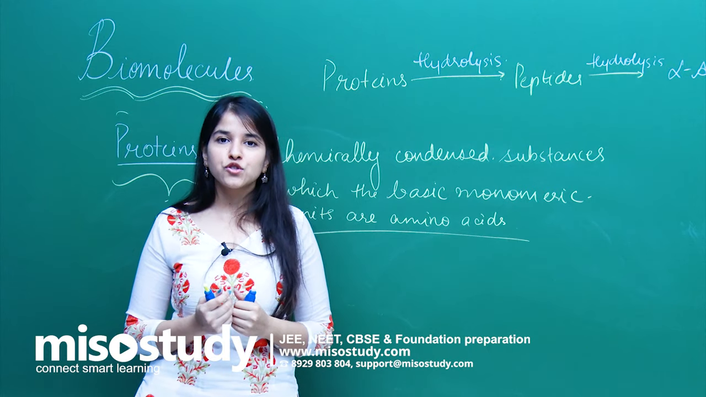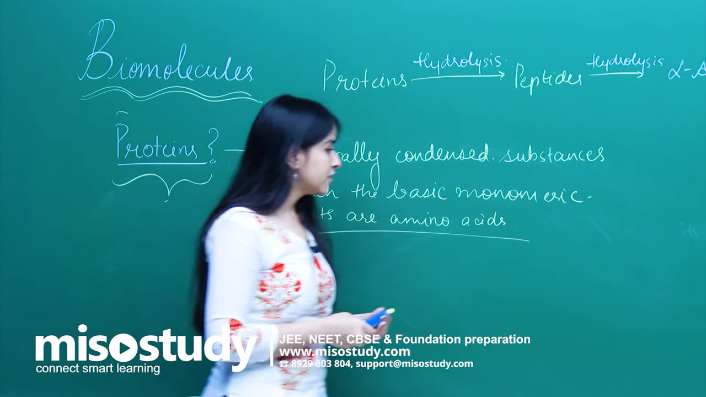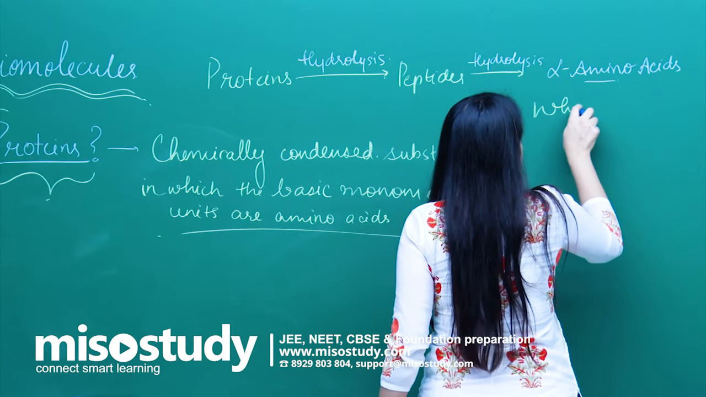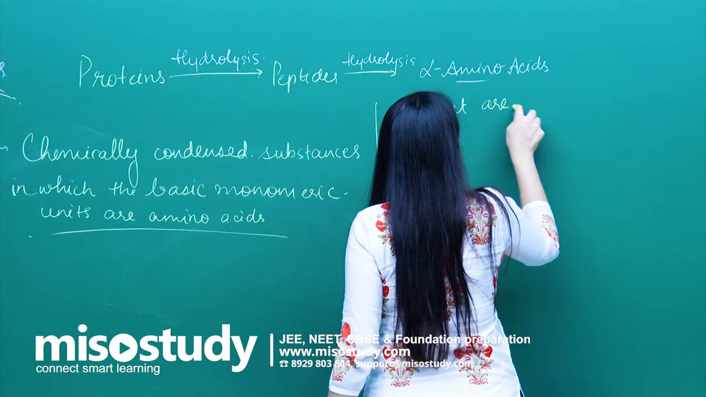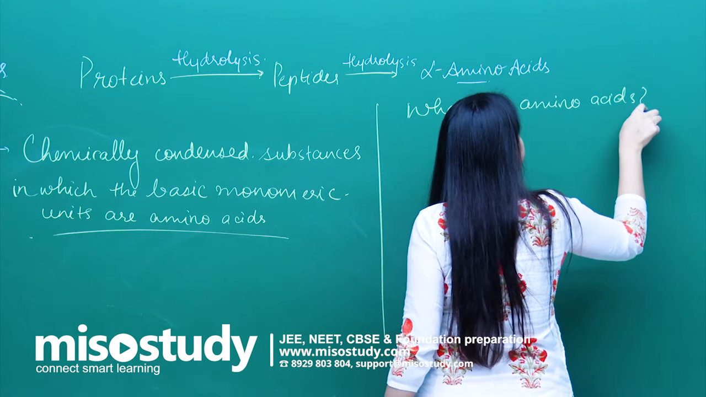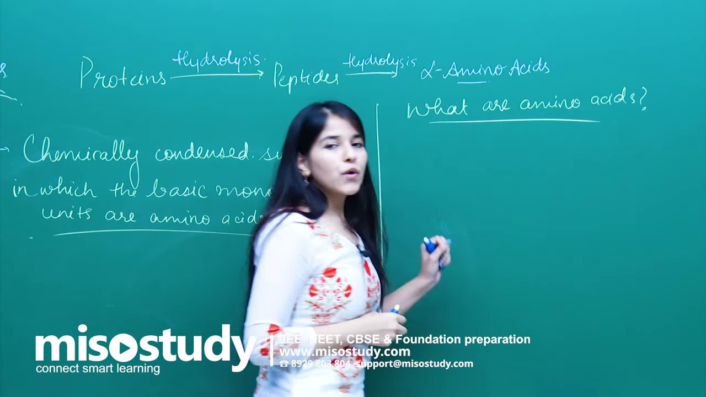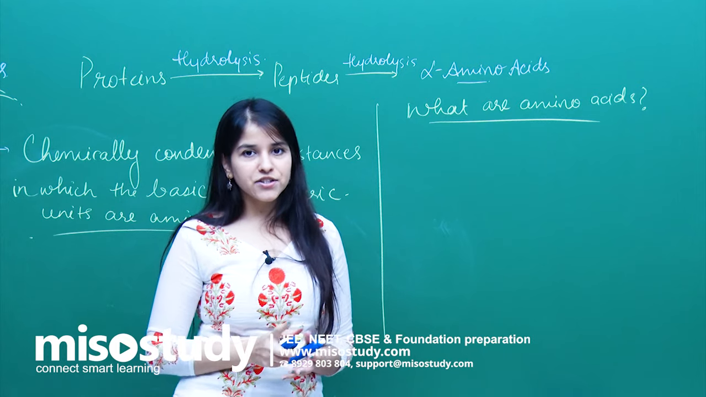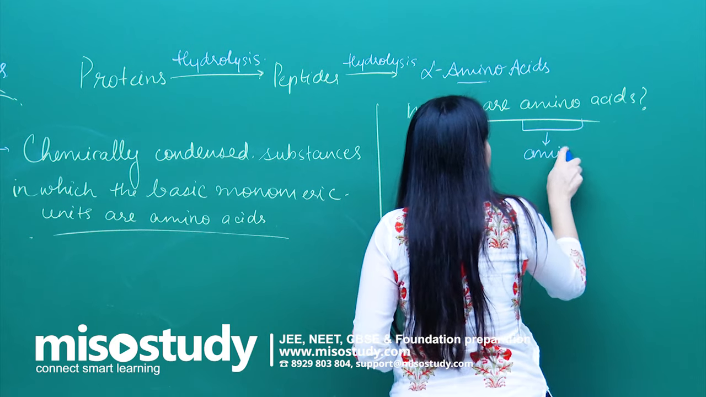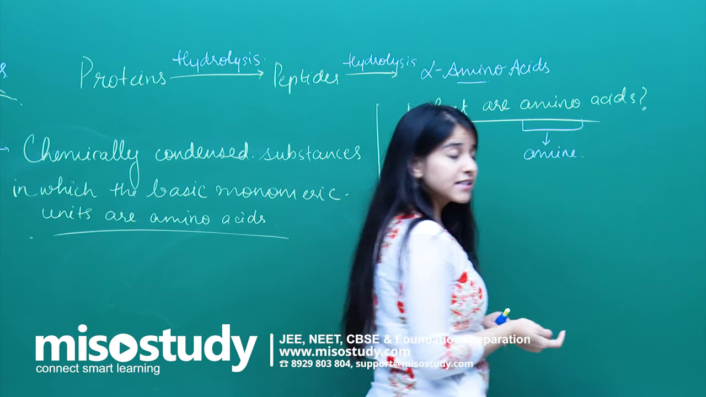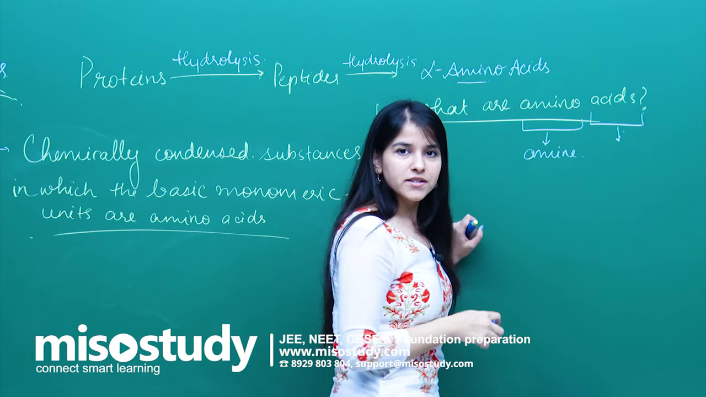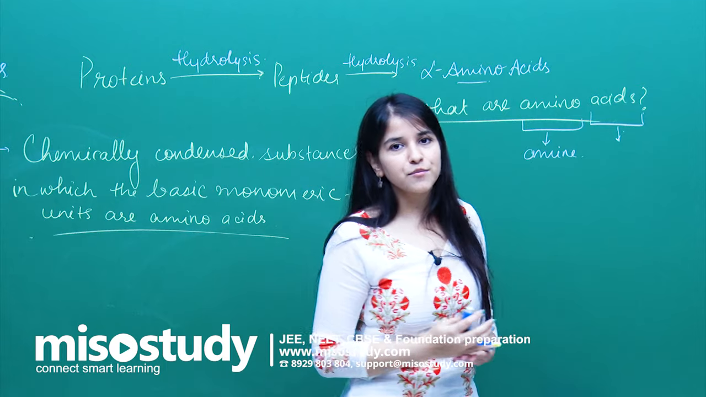Now we will be moving on to what amino acids are actually. So here, let us just move on to what are amino acids. So what are amino acids? As the name suggests, amino depicting the amine, and acids depicting what? Carboxylic acid I'm talking about here.